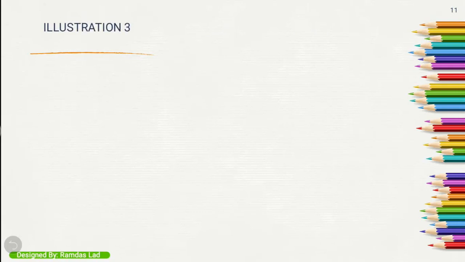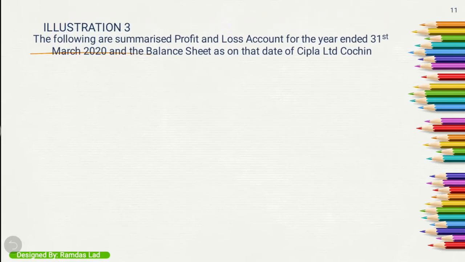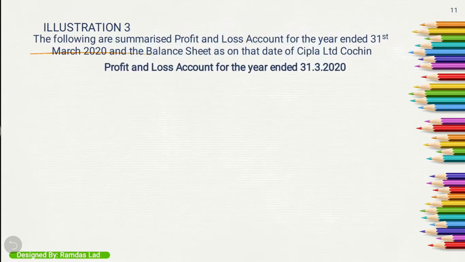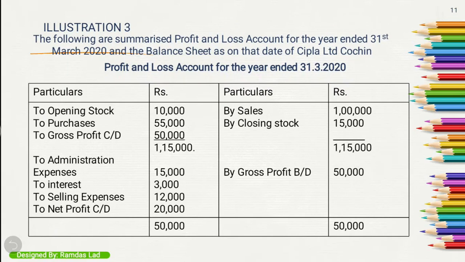Now let us try to solve example number 3. In this example, all the ratios, balance sheet ratios, revenue statement ratios and composite ratios, are asked for calculation. The following are the summarized profit and loss account for the year ended 31st March 2020 and the balance sheet as on that date of Shipla Limited, Cochin. So here the profit and loss account for the year ended 31st March 2020 is given.